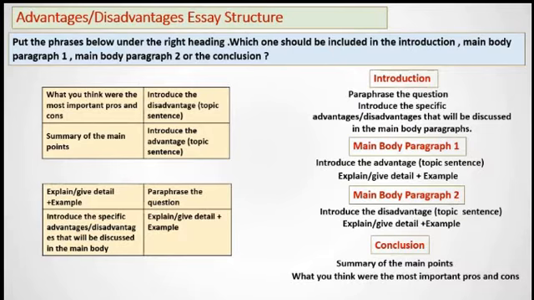Then main body paragraph two, you introduce the disadvantages. Of course, you'll have a topic sentence, and then again, it's the same scenario. You will have to explain, give details, and of course, you will give examples, etc. The conclusion should be a summary of the main points, and you express your own opinion as well. You give your own opinion.